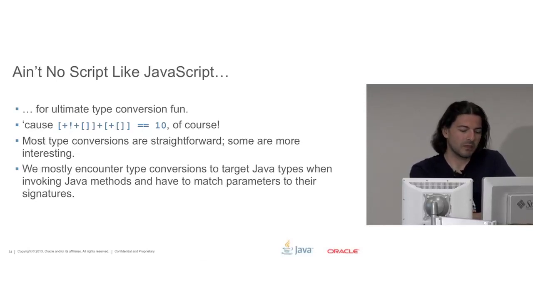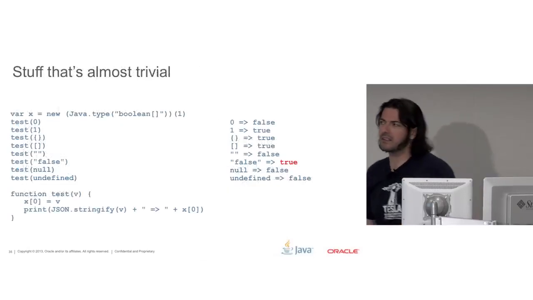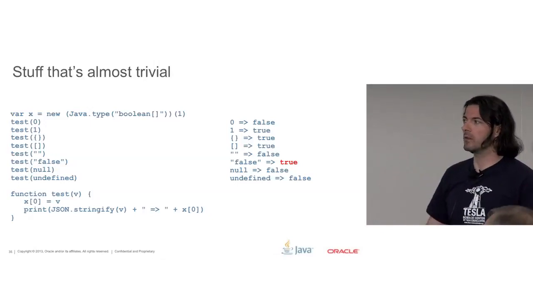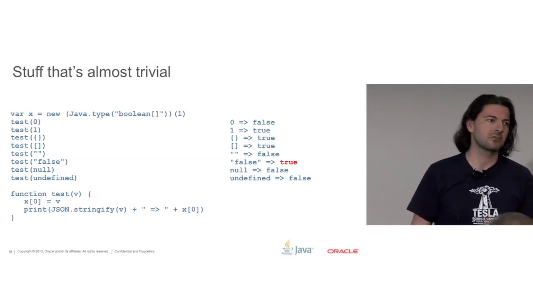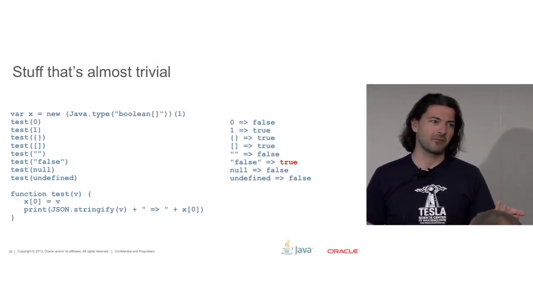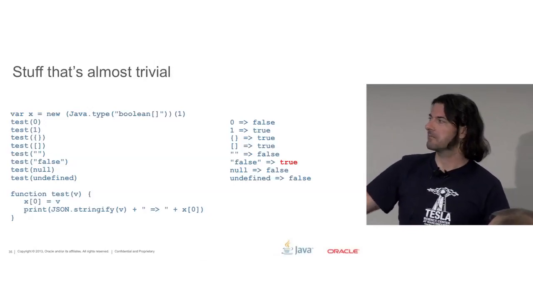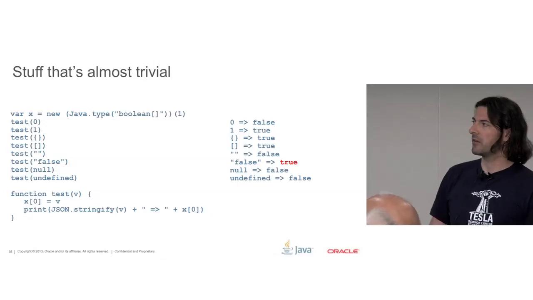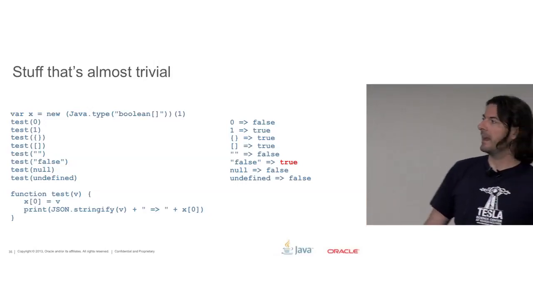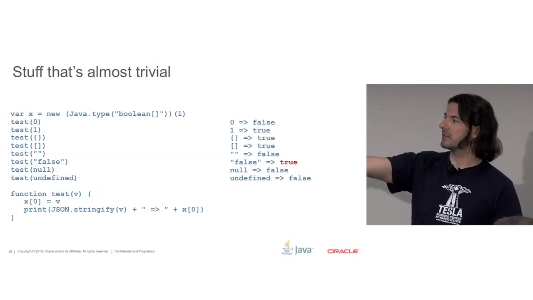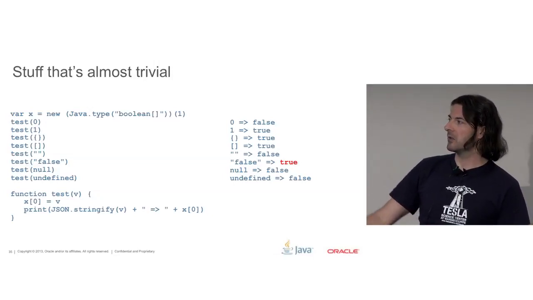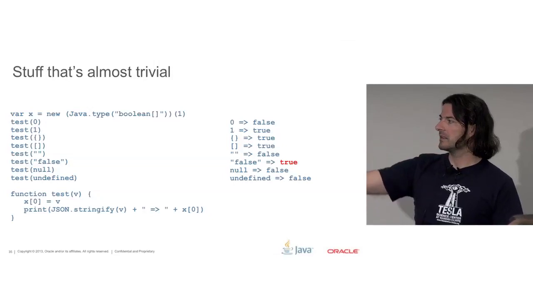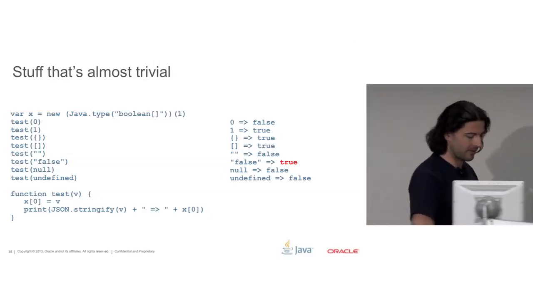So what we do with type conversions, almost everything is fairly trivial except for crazy JavaScript things like the string "false": if you need to convert it to a Boolean, it evaluates to true, because only the empty string evaluates to false in JavaScript. If you do things like this, disregard the syntax at the top, it allocates a Java array of primitive Boolean type with a size of one. Then if you just print what it does, you will see that an empty array will be true and an empty object will be true because every object evaluates to true. And the only thing that's weird is that the string "false" evaluates to true.